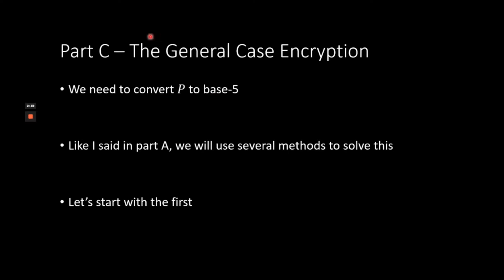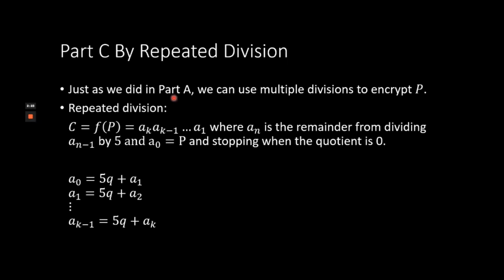Moving on to part C, we are asked to get the general case of the encryption algorithm. So we need to convert some number p to base 5. Like I said in part A, we're going to use several methods to solve this, so let's just get started. The first part is the repeated division, just like we did earlier.